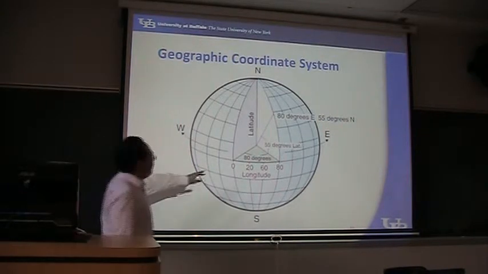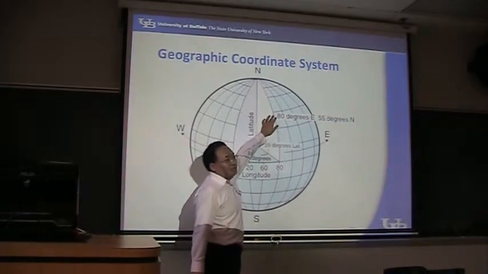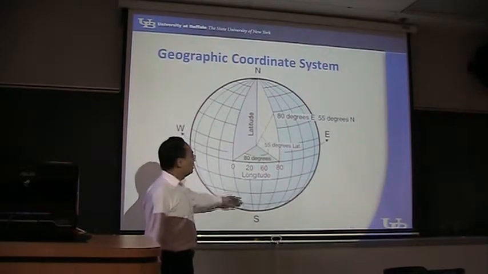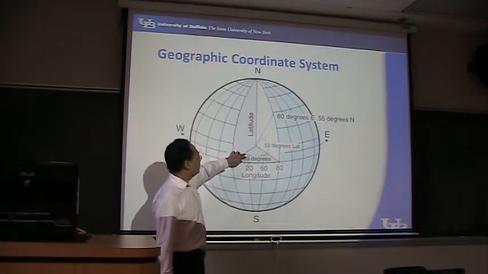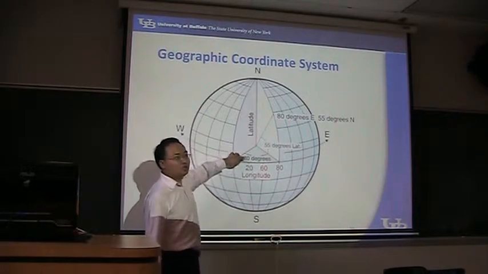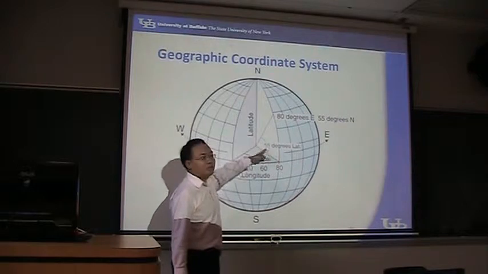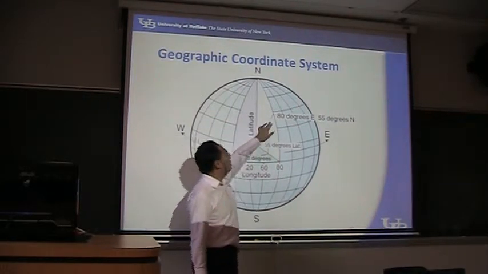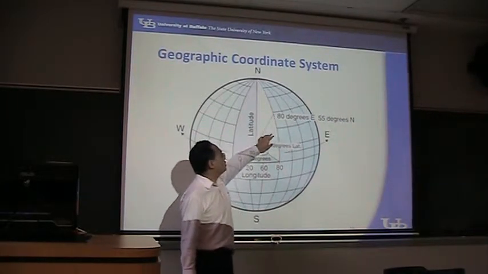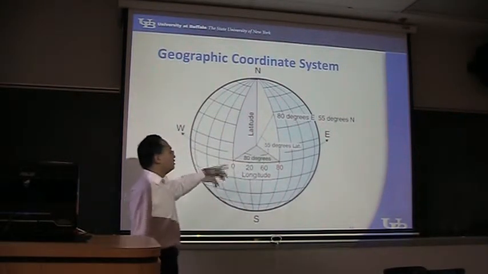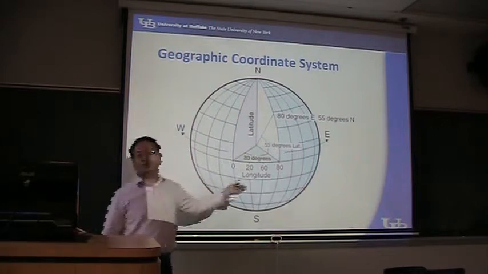And when we talk about the coordinates of a certain place, we first use the prime meridian and we measure this angle. And this angle will become the longitude. And then we measure this angle, this will be the latitude. So this point has a coordinate of 80 degrees east, and 50 degrees N. The first one is longitude, the second one is latitude.